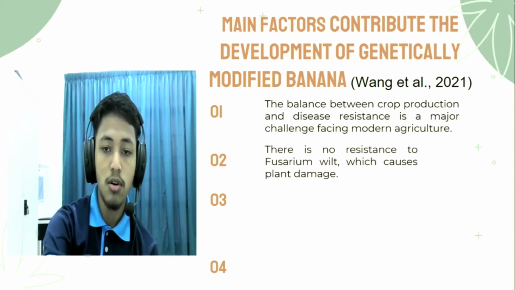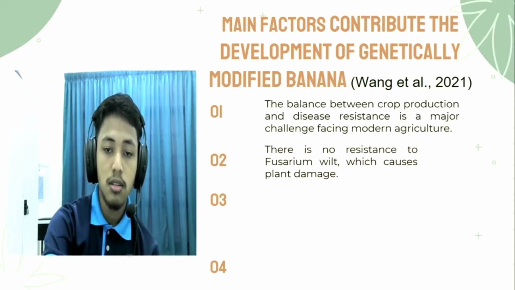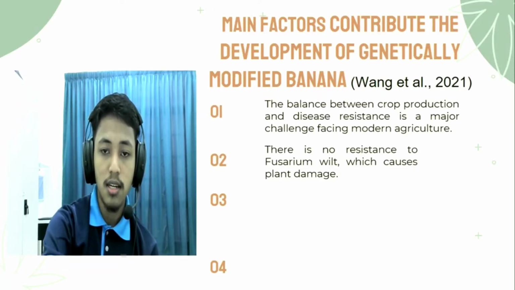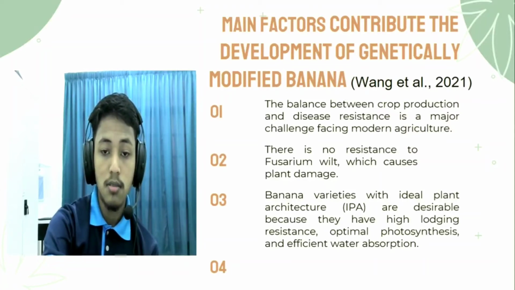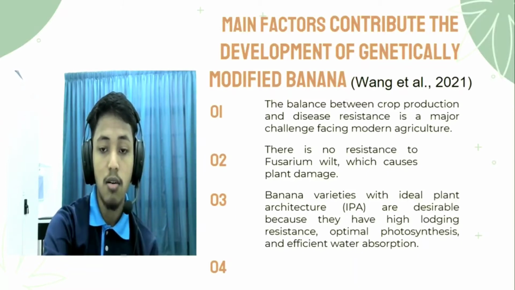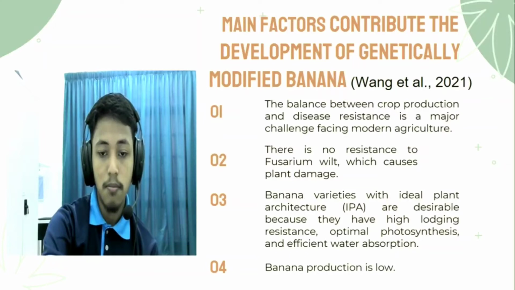Number two is there is no resistance to Fusarium wilt, which causes plant damage and eventually death. Number three is we want to achieve the ideal plant architecture, which is IPA, because these banana varieties are desirable because they have high lodging resistance, optimal photosynthesis, and efficient water absorption. And the last one is banana production is low.